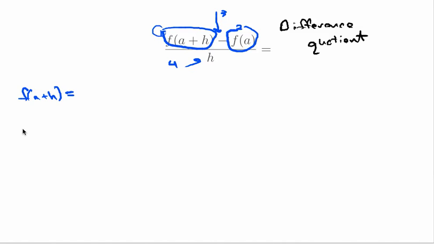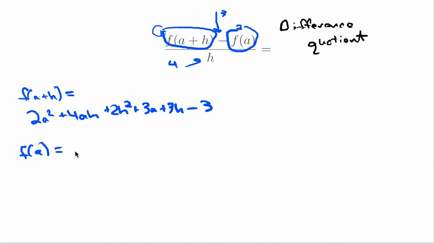You can save a lot of time by just simply looking up at problem 4 and realizing that you did this already. So we don't need to redo anything. Let's just copy down the work. So the answer there was 2a squared plus 4ah plus 2h squared plus 3a plus 3h minus 3. Okay, that's already been done. So f of a, the second step here, is just what you get when you replace x with a in the formula for your function. So that's 2a squared plus 3a minus 3. And that's easy.